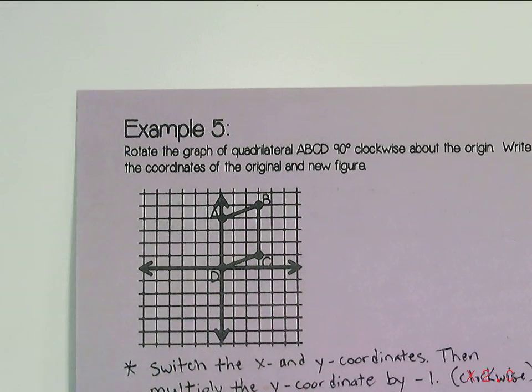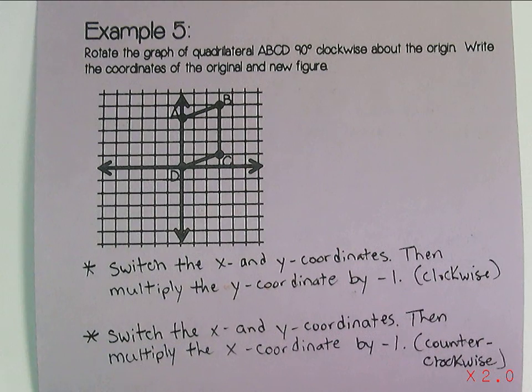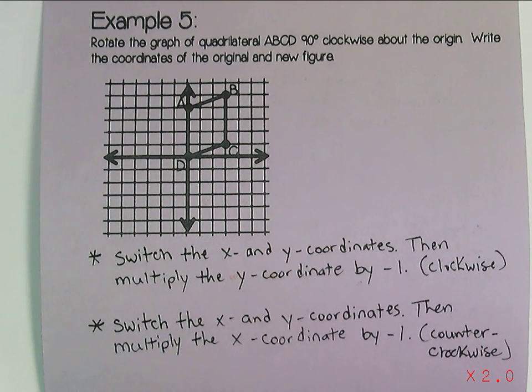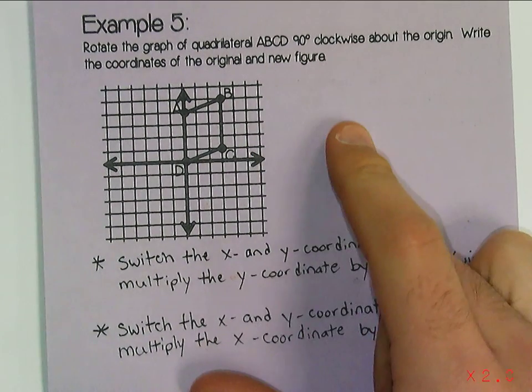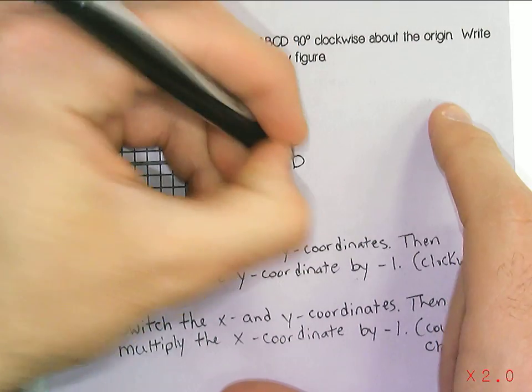And we also deal with rotations of 90 degrees that are both clockwise and counterclockwise, as well as rotations that are 180 degrees. So again, it says here, rotate the graph of the quadrilateral ABCD 90 degrees clockwise about the origin, and write the coordinates of the original and new figure. So again, A, B, C, and D.